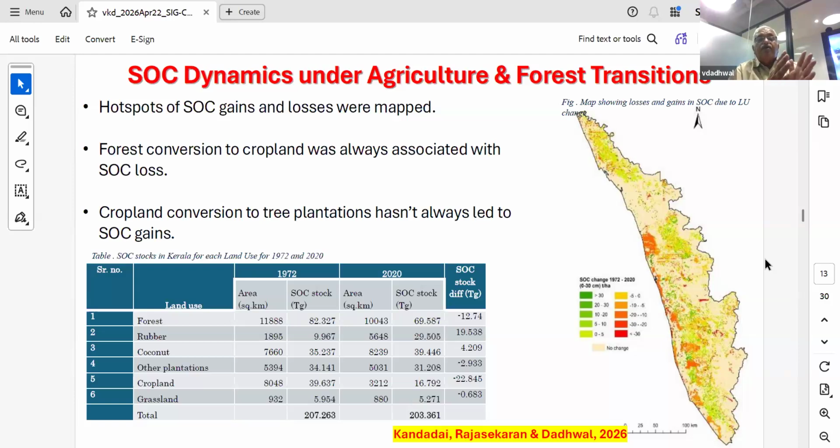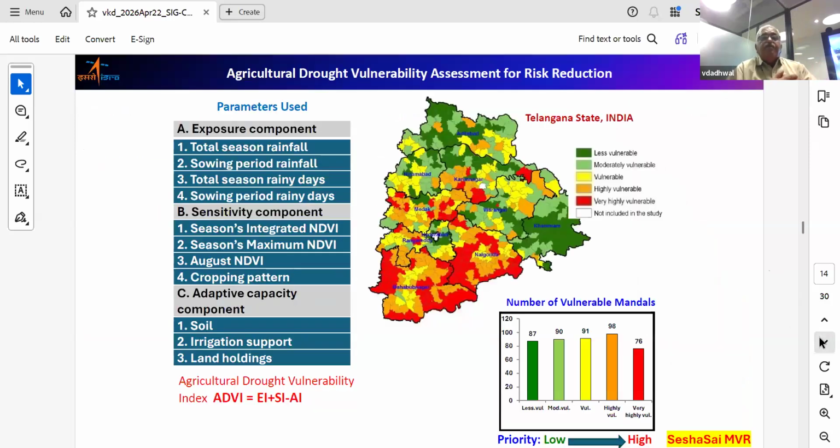what it turned out is there are gains and there are losses. So the state of Kerala, over 40 years, in spite of so many changes, is one of the states with the highest tree cover. The net increase in soil carbon was less than 5 teragram. Right? So this was one of our recent works.